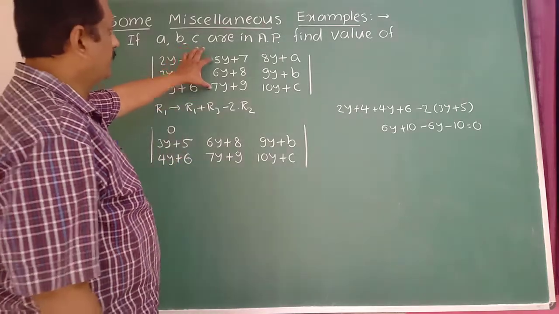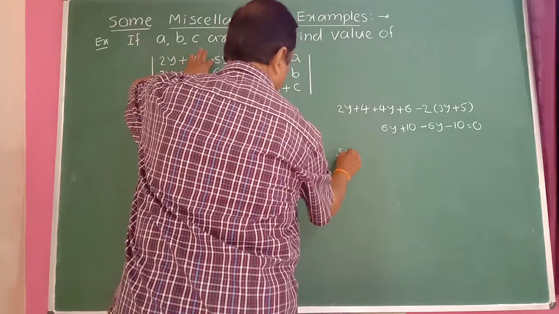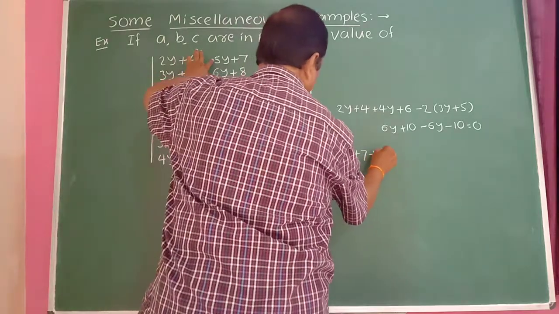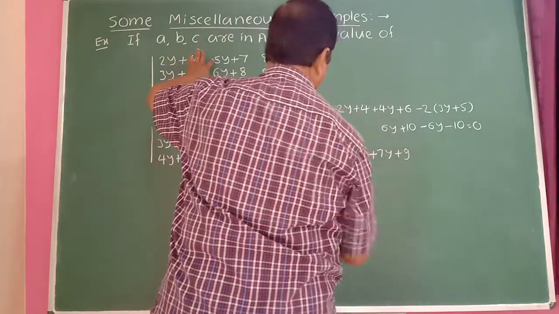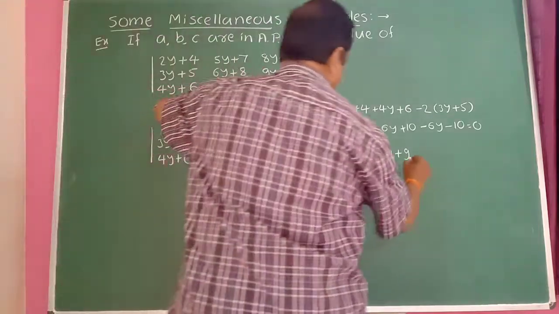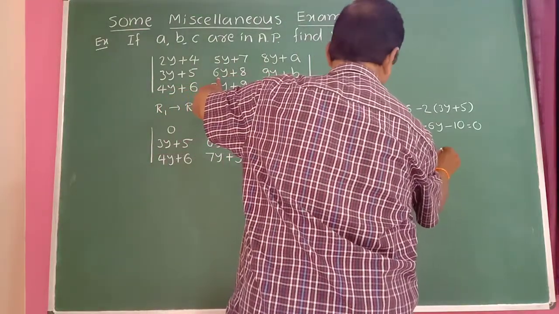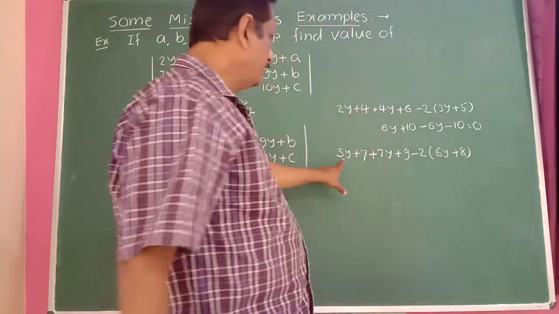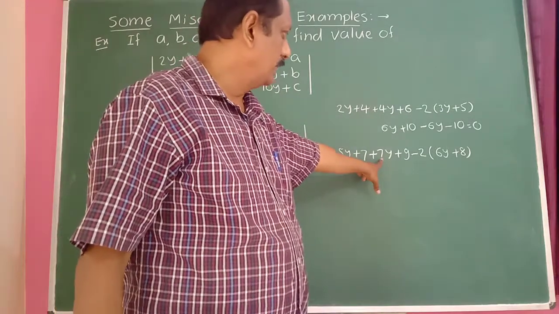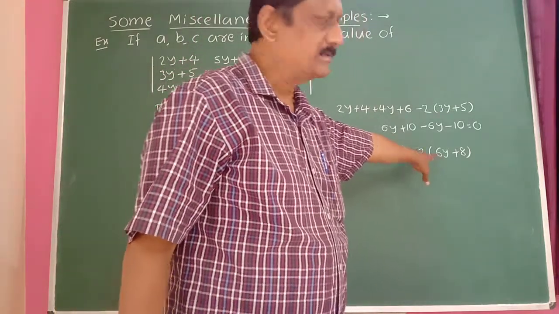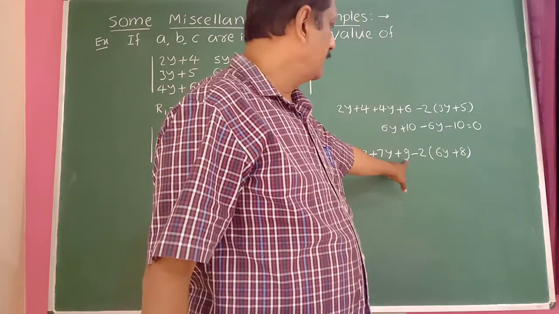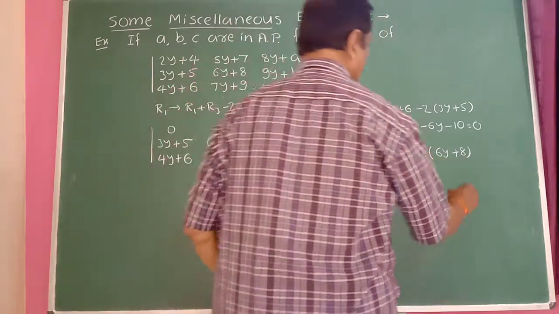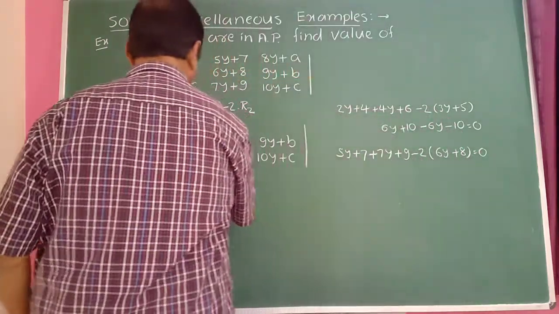Similarly, the sum of this, 5y plus 7, 7y plus 9, minus 2 into this term, so minus 2 into 6y plus 8. Here 5 plus 7 is 12, and 2 6s are 12. It cancels. 7 plus 9 is 16, 2 into 8 is 16. It cancels. So this becomes 0.